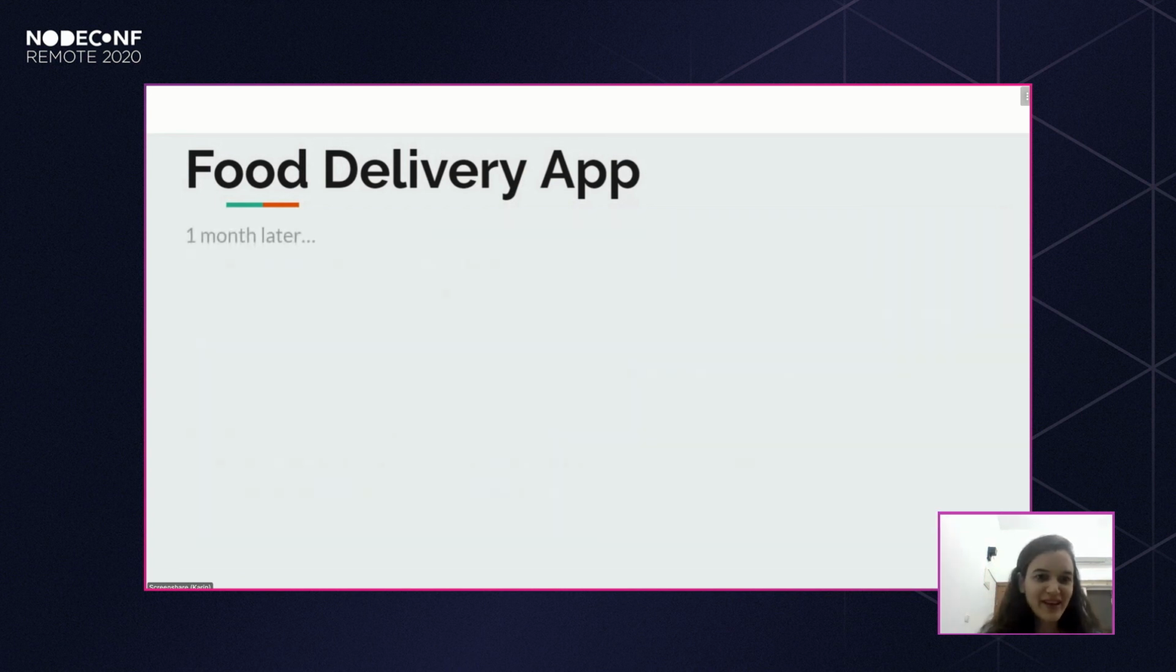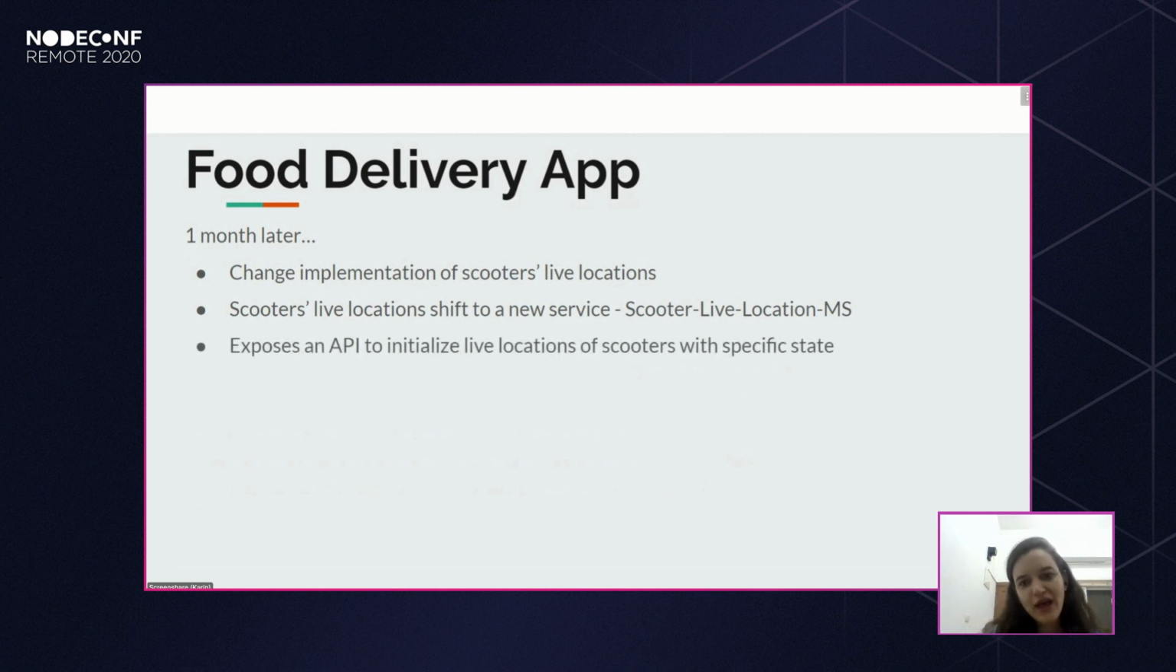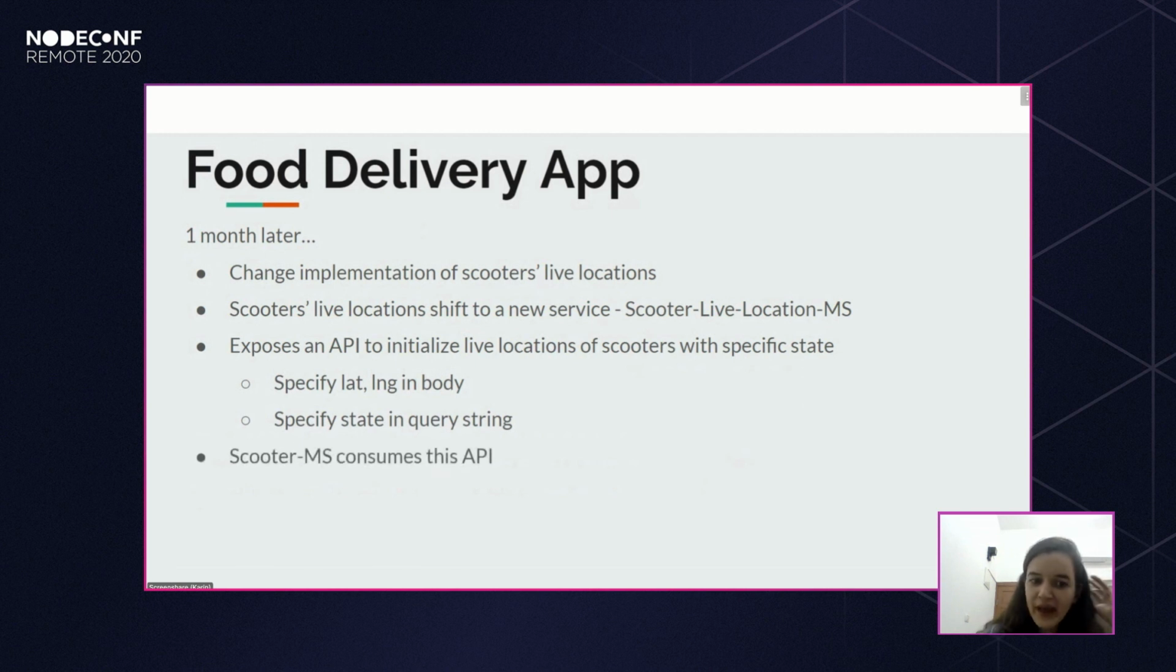Okay, so 1 month later, again, we want to change the implementation of Scooter live locations. We've decided that the Scooter live location logic is taking a lot of space in the Scooter MS, so we're moving it to a different service altogether. And the Scooter live location MS exposes an API to initialize the live location of a scooter with a specific state, and we are on the Scooter MS team and we're consuming that API. So we need to specify the latitude and longitude in the body of the request, and we need to specify the state in the query string of the request.